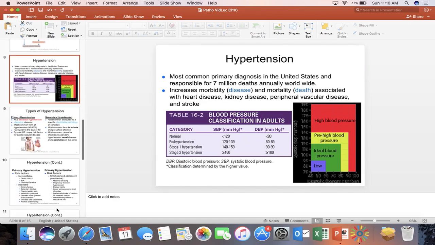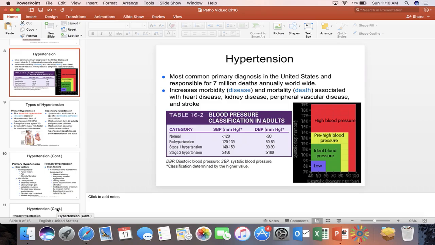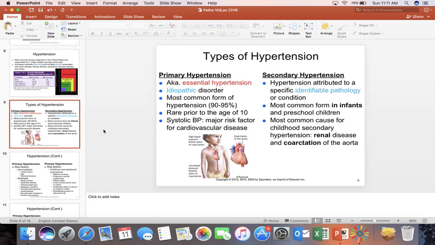So hypertension is a very, very important topic. It is the most common primary diagnosis in the United States, and it is responsible for 7 million deaths every year worldwide. It increases the morbidity and mortality associated with heart disease, kidney disease, peripheral vascular disease, and stroke.